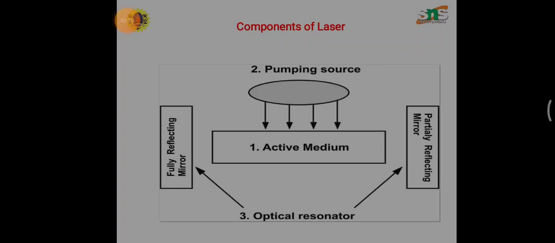This amplified light travels back and forth between the 100% mirror and the partial mirror in the optical resonator, and hence the intense amplified beam of light, called laser, is emitted through the partial mirror.